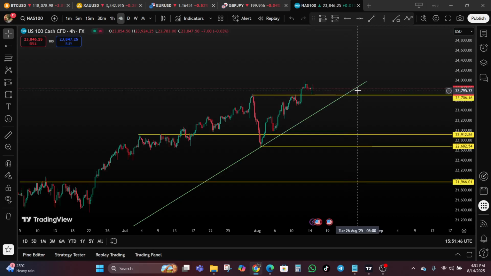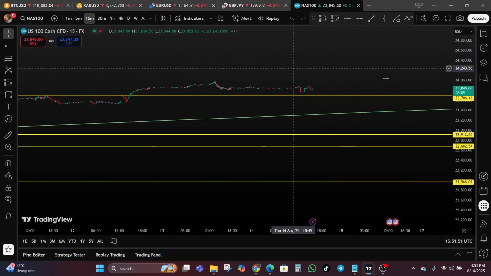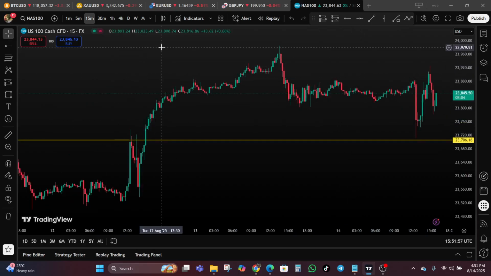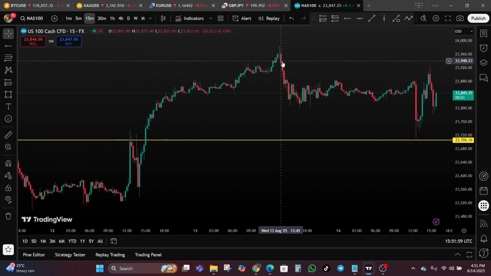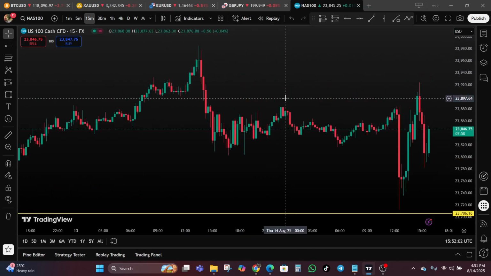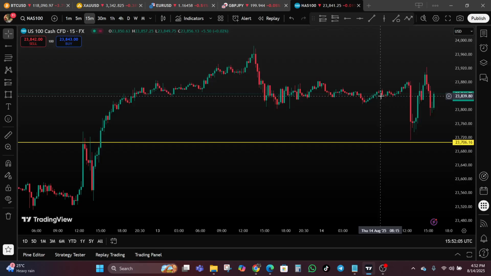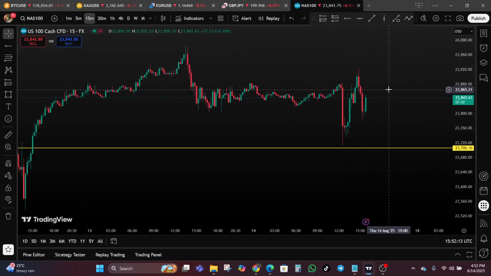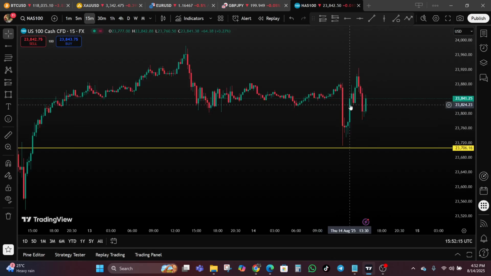Okay, once you have established the bigger picture, you can then drop down to the 5-minute or 15-minute chart, depending on your trading style. You can decide to use 15-minute or 5-minute charts to look for refined entries while keeping your trades aligned with the higher time frame bias. Okay, so strong NAS100 setups often begin with a clear momentum shift or a break of market structure.